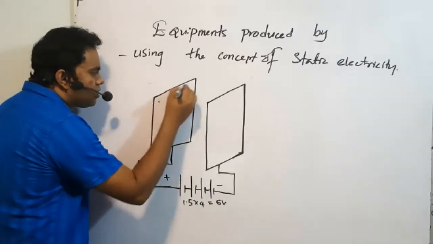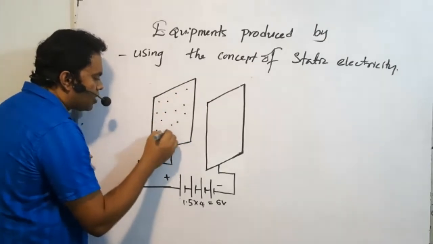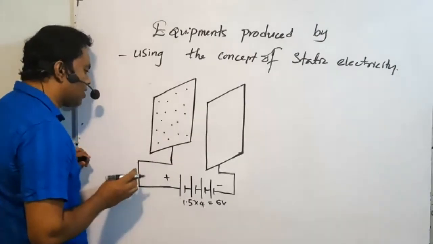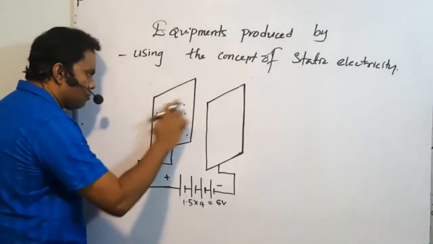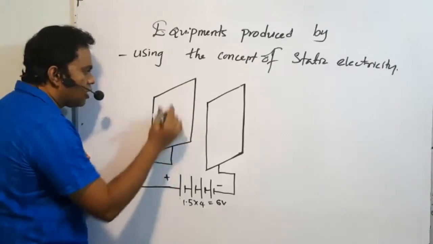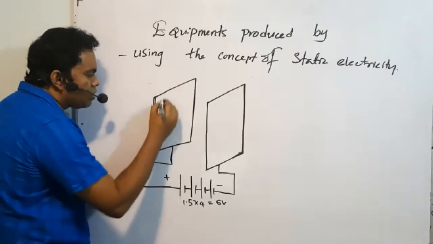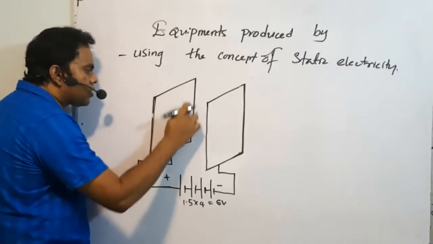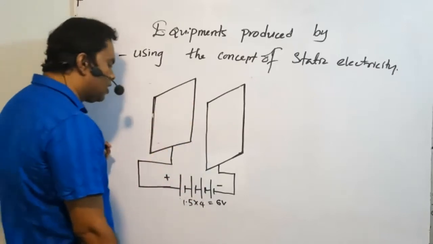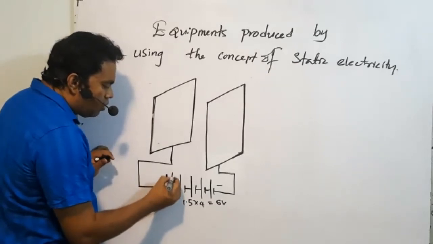The electrons in this plate, you already know electrons can move, but protons cannot move because they are in the nucleus. There are atoms here in this metal. So only electrons can move, but protons cannot move. So this is positive charge, 6 volt.